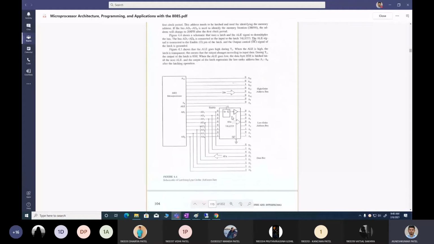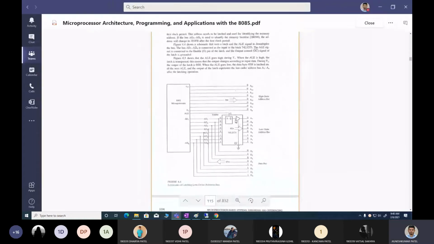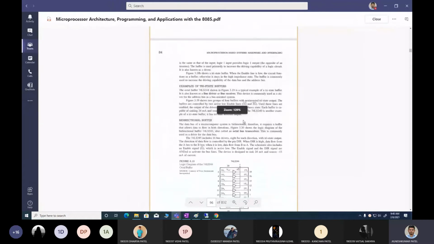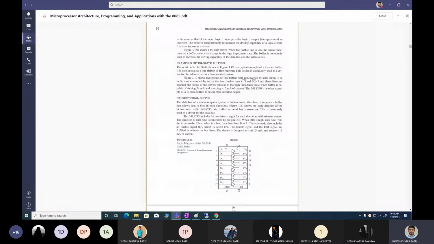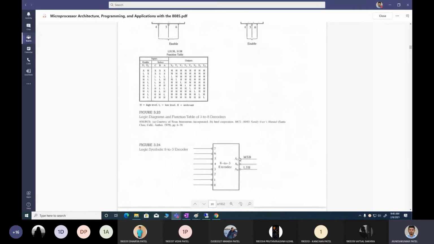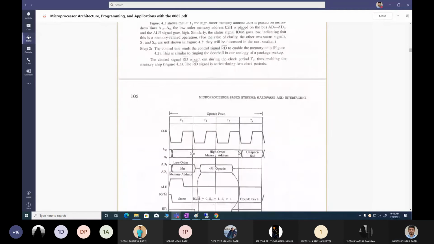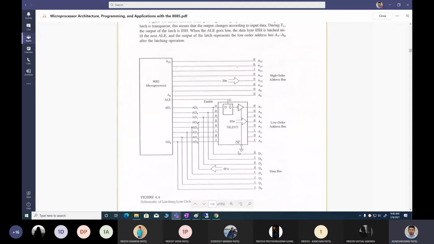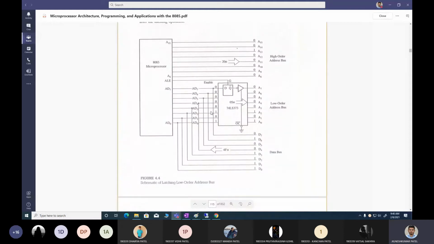Yeah, this is the figure. Okay, so this is the figure how you can use ALE signal to differentiate between address and data bus. So what we do is we use this IC 74LS373.